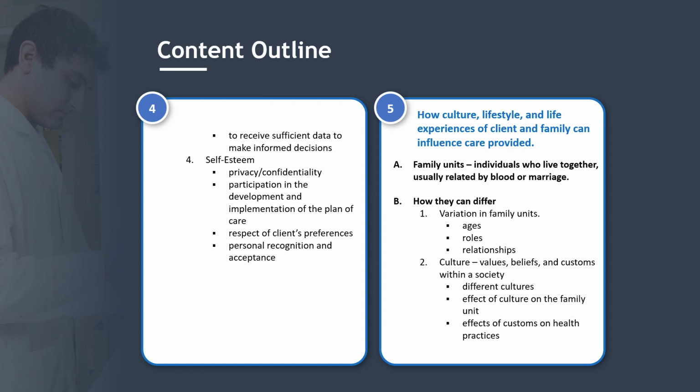Section 5. How culture, lifestyle, and family experiences of a client and family can influence care provided. A. Family units. Individuals who live together, usually related by blood or marriage. B. How they differ. Variation in family units. Ages, roles, and relationships. Culture. Values, beliefs, and customs within a society. Different cultures. Effect of culture on the family unit. Effects of customs on health practices.